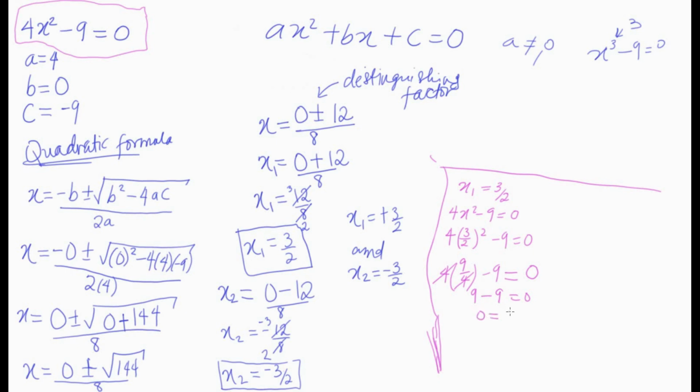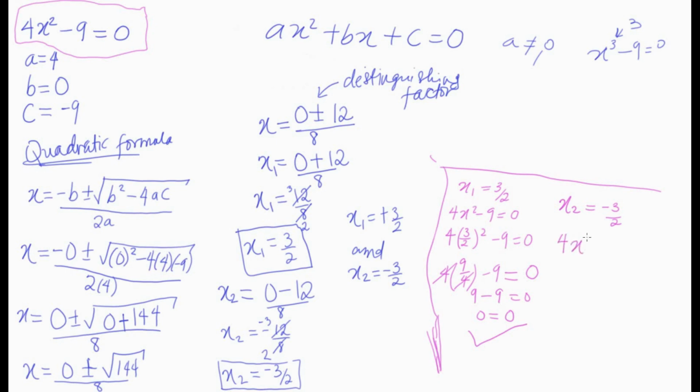0 equals 0. So alhamdulillah, we got the right answer because the left side and the right side are equal to the same value. So basically that's how you check in maths whether you have the right answer. Thank God. So the next one is x sub 2 equals negative 3 over 2. We're going to put this value into the equation, the same thing we did for x sub 1, and do it for x sub 2.